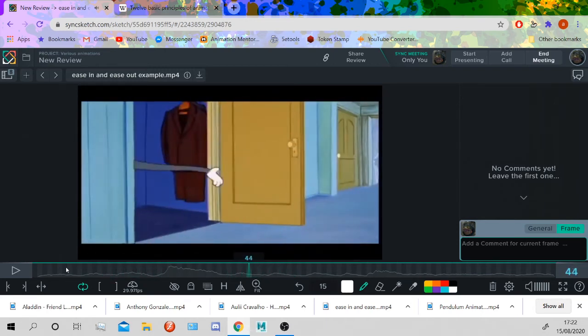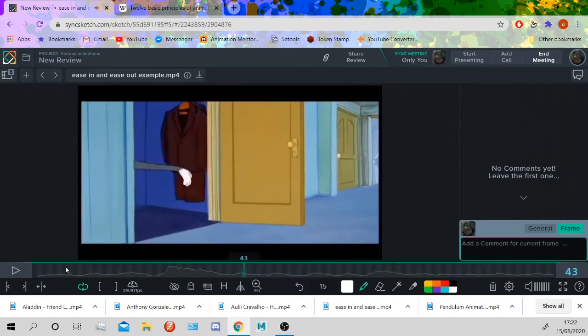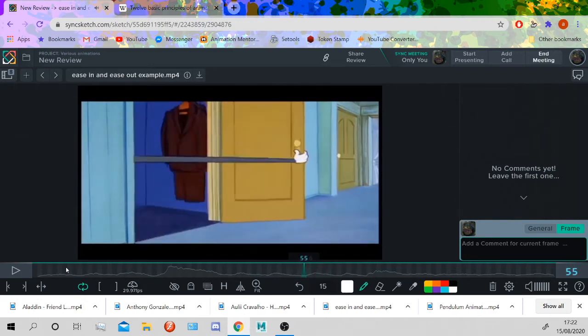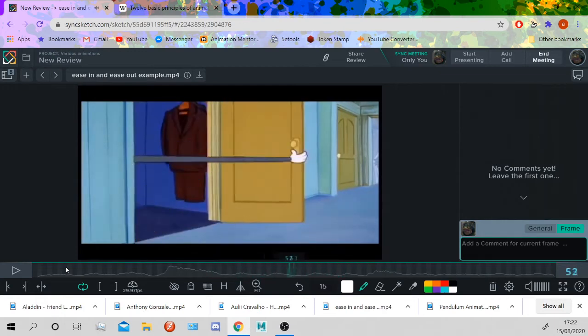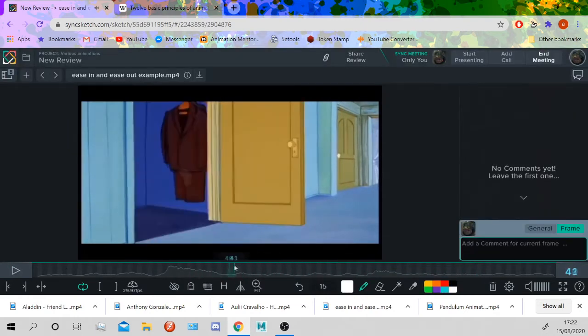How it comes in fast, and then when it reaches for the handle, he slows it down. And then fast again. So it's a slow in here, and then a slow out, because it has to go slow again to actually get the speed to drag that door. So you can see that is how you would use slow in and slow out.